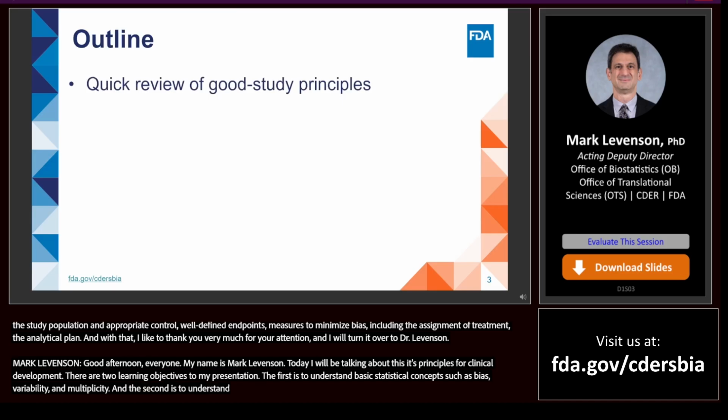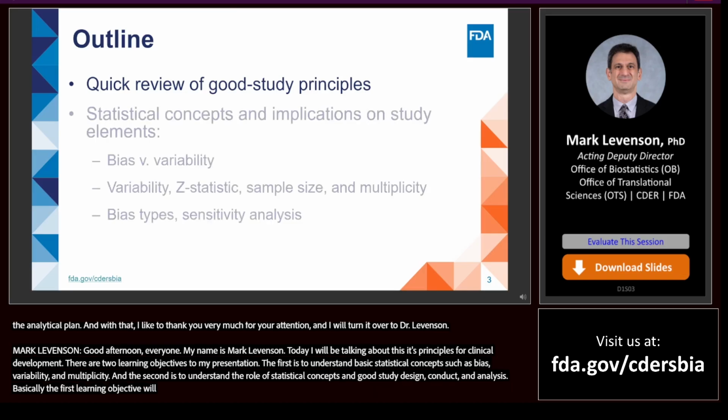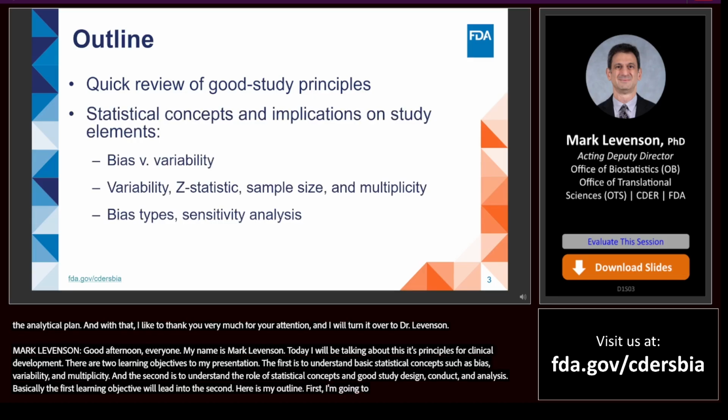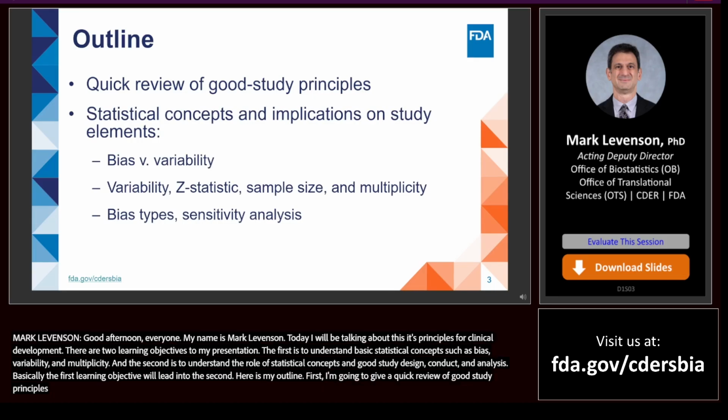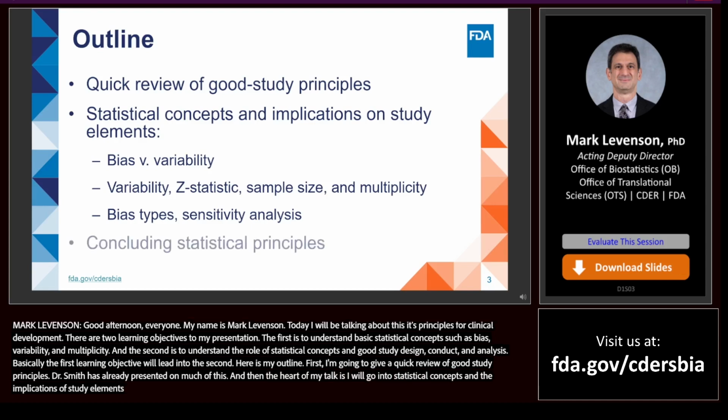Here's my outline. First, I'm going to give a quick review of good study principles. Dr. Smith has already presented on much of this. And then the heart of my talk is I'm going to go into statistical concepts and the implications on study elements. And this will start with a discussion of the distinction between bias and variability and the implications of each. And then I'm going to drill down into variability and then bias. And finally, I'll provide some concluding statistical principles.